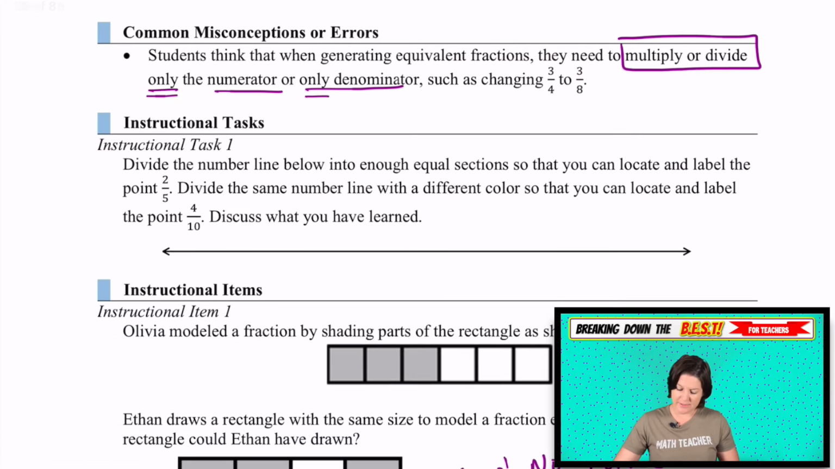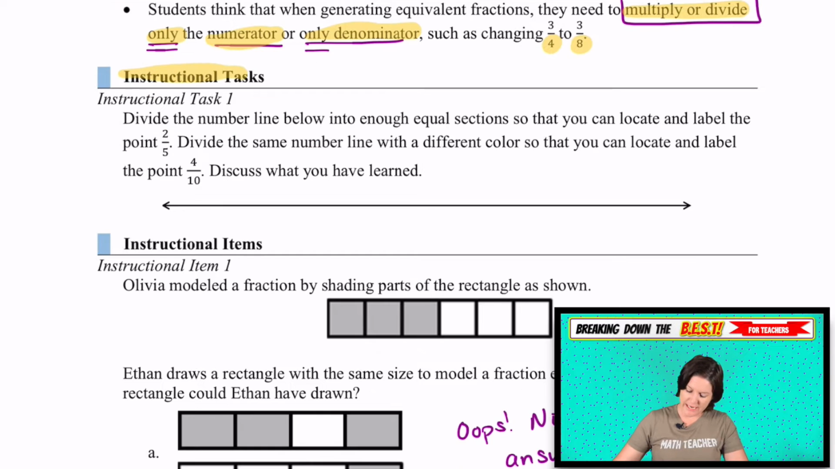Some common misconceptions or errors that students make is that they think they only need to multiply or divide only the numerator or only the denominator, not both of them. That's a mistake that students commonly make. So they might change 4 to 8 by multiplying by 2, but they don't change the numerator as well. You've got to change both in order for them to be equivalent.